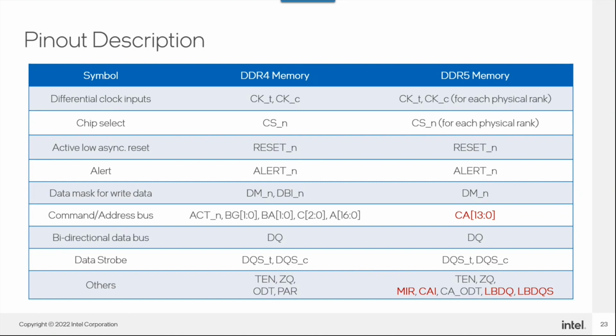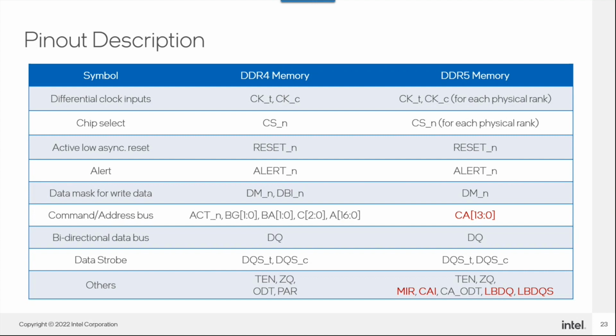And then for all the command address bus signals, like the ACT, the bank groups, and the separate addresses, they were all combined into this single 14-bit bus, the command and address CA bus in DDR5. So they're no longer separate. They're all just one multiplexed 14-bit command address bus. That's going to be changing. And then apart from that, everything else is the same except for the mirror.